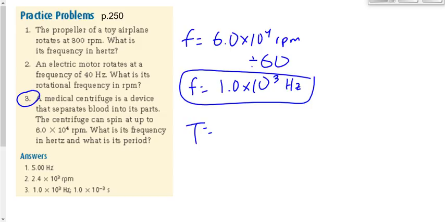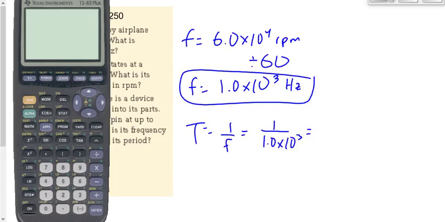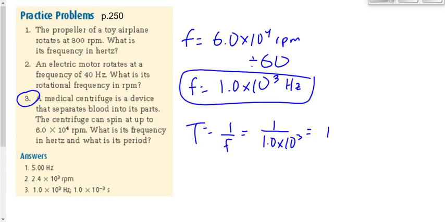The period is equal to 1 over the frequency. This is the equation that is on my data sheet, right? 1 over 1.0 times 10 to the 3. Now, you can say on your calculator 1 over that, or once again, you can just say 1,000, X to the minus 1 gives me 0.001. Or we could express it as 1.0 times 10 to the negative 3.